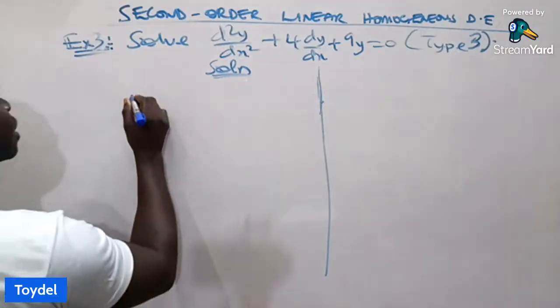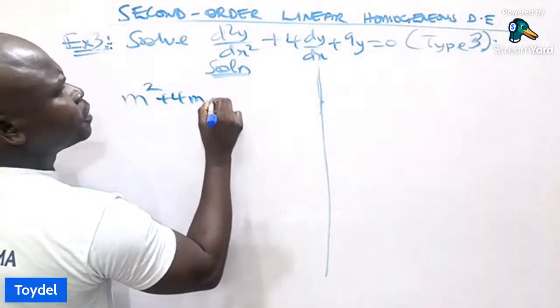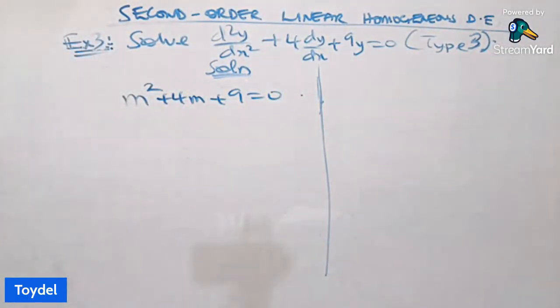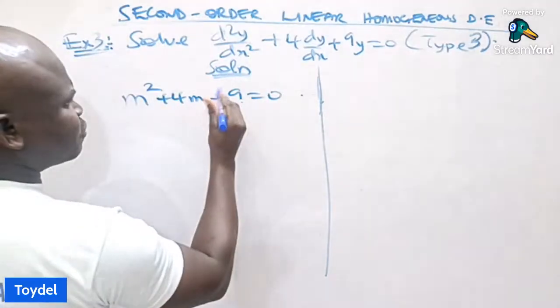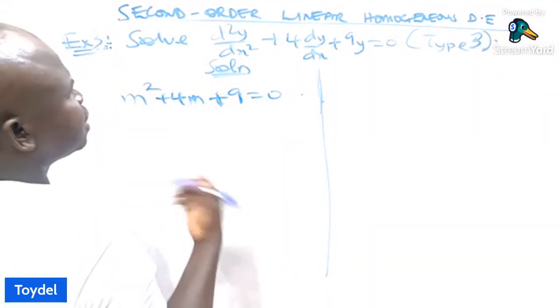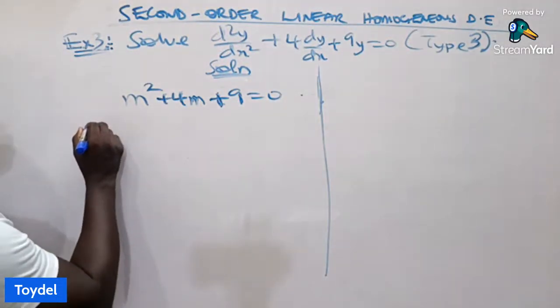So this is the same thing as m squared plus 4m plus 9 equal to 0. So what are the two factors that we can get there? Of course, we cannot factorize this equation. It's not factorizable. So since we cannot factorize this, I can go ahead and use the quadratic formula.